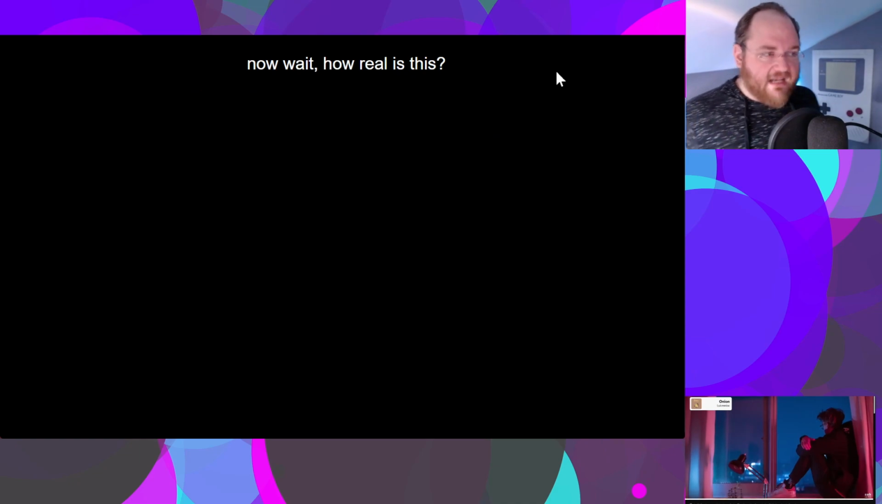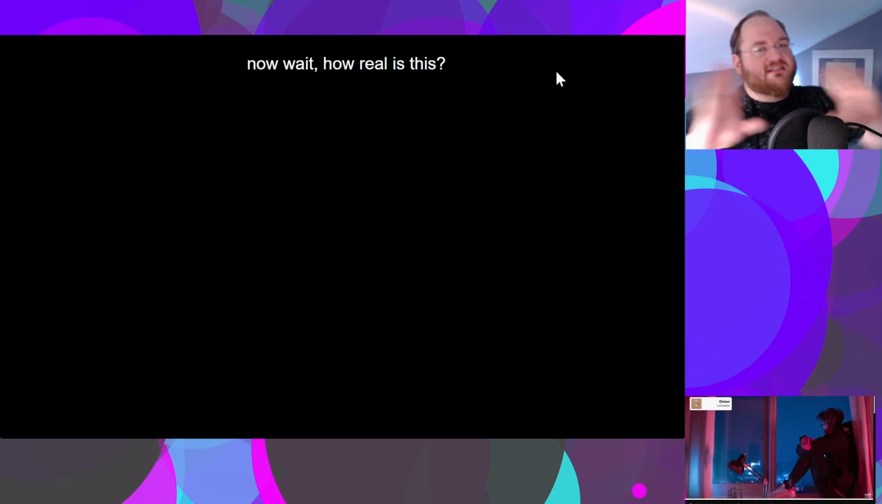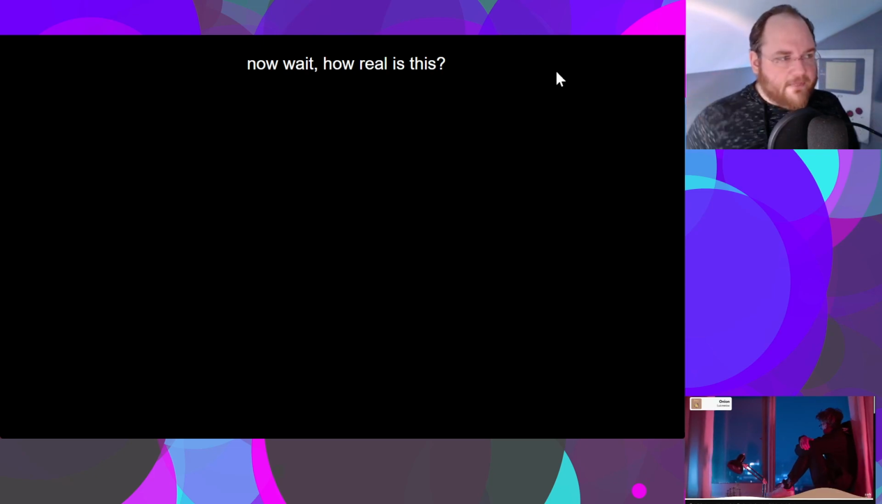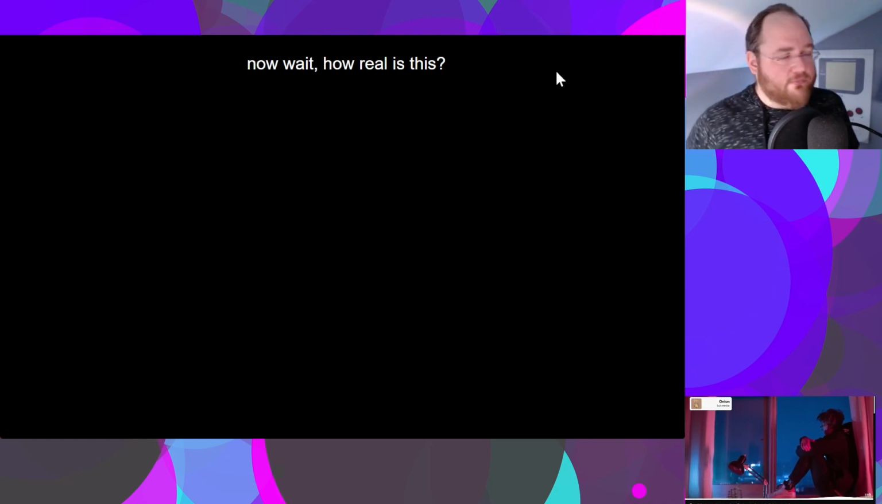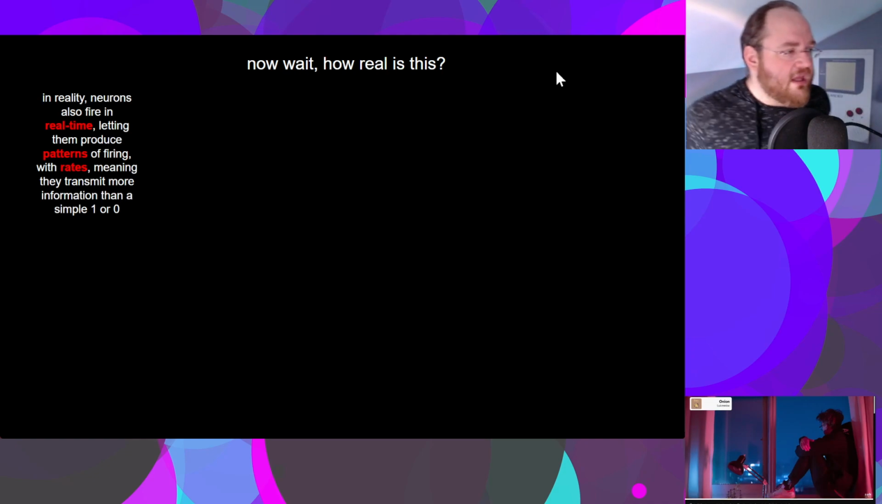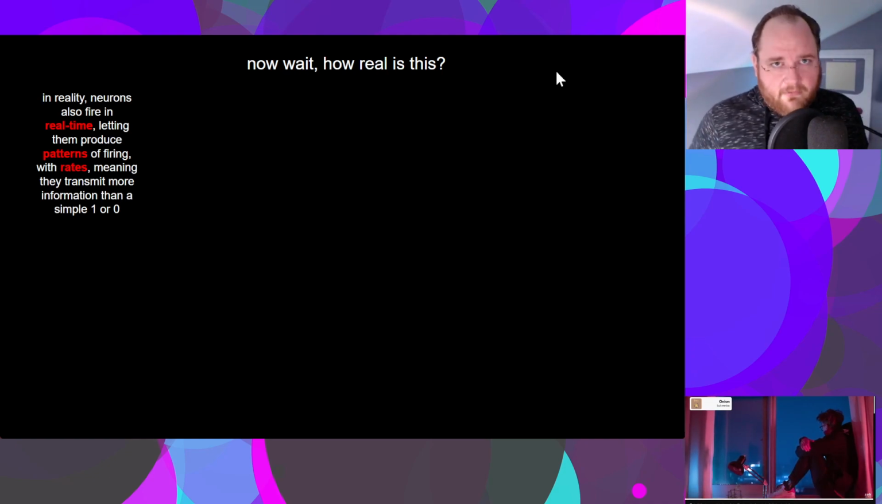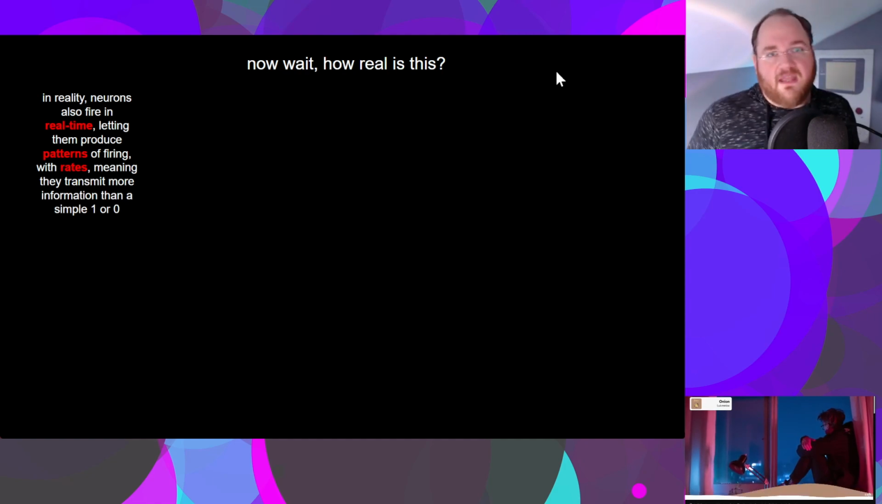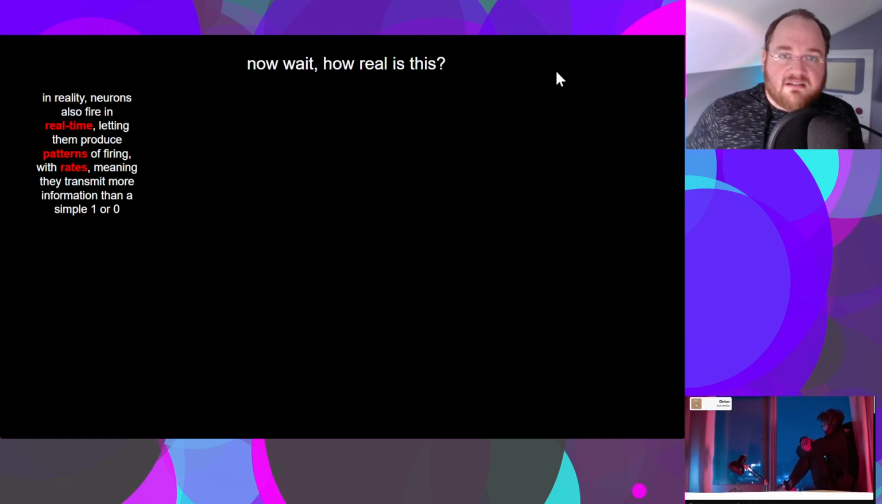Now, a quick aside, a question is, how real is this, right? I've already set the stage that perceptrons are not real. They are a first step at modeling how this information moves. But I just wanted to illustrate for you, in reality, neurons are actually firing in real time, right? It's not just a single boop and then you move on with your day. Oh, I got the 1 or the 0.